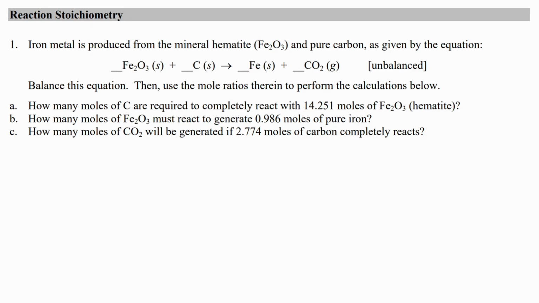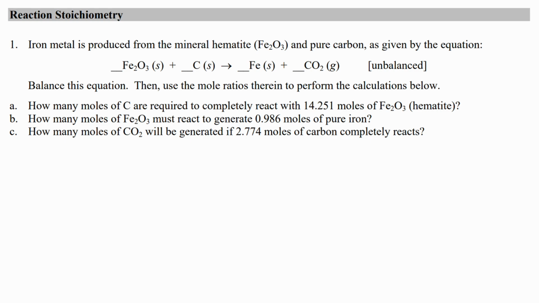So first we are starting with number 1, and we have an equation here. Fe2O3 plus C reacts to form Fe plus CO2. This is an unbalanced equation, and we know in stoichiometry, in order to convert between one substance and another, we do have to have a balanced chemical equation. So first let's start off number 1 by balancing this equation.